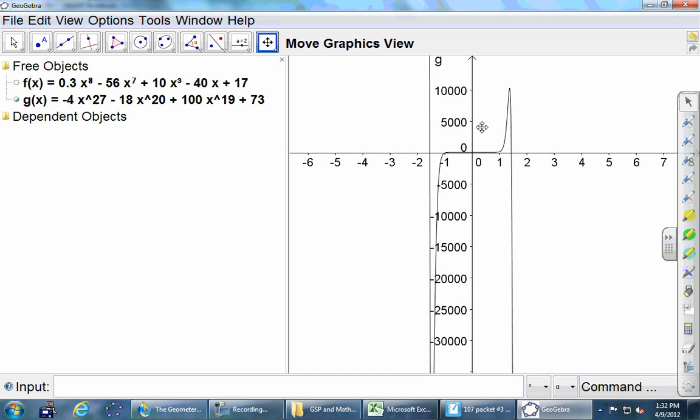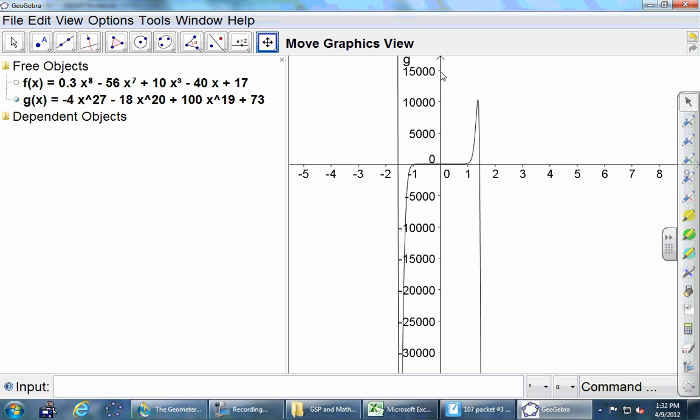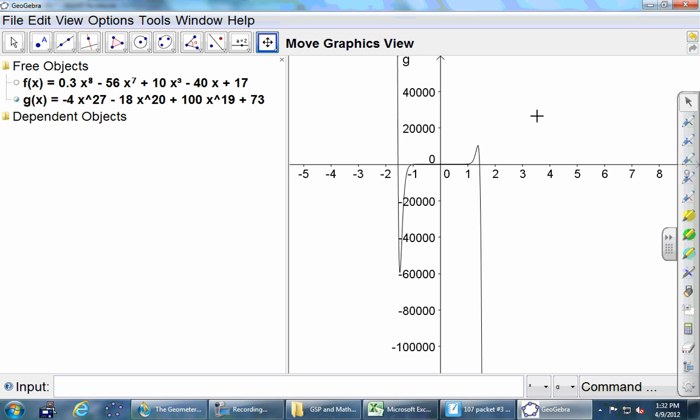All right, there's the top right there. It turns around there. How's that look? What did you predict? To the left, what was it supposed to do? It's supposed to go up. To the right, what is it supposed to do? It's supposed to go down. It is. Okay.